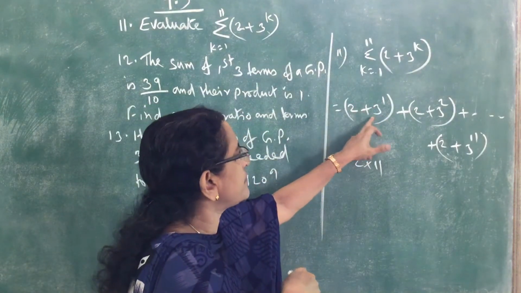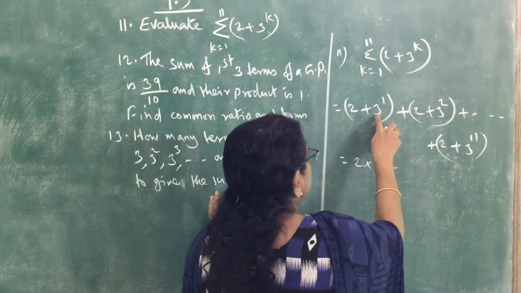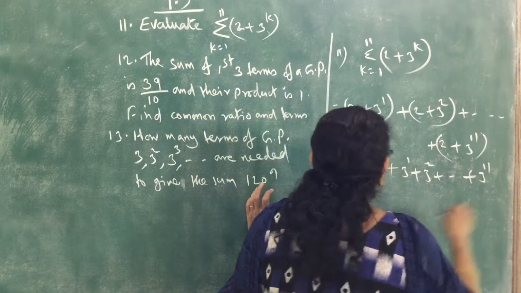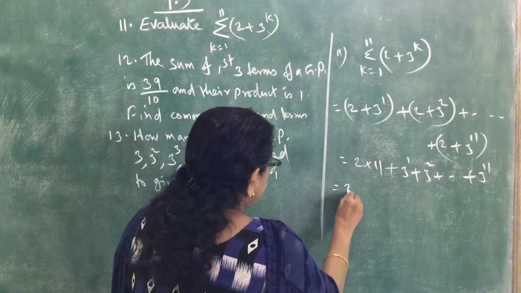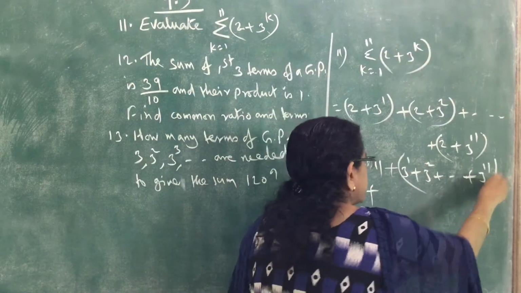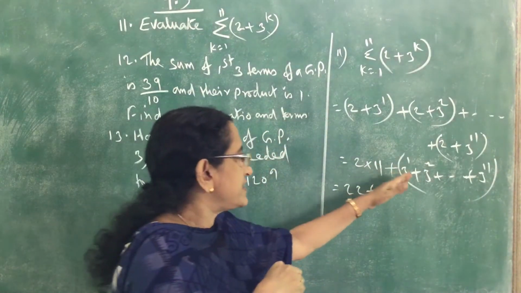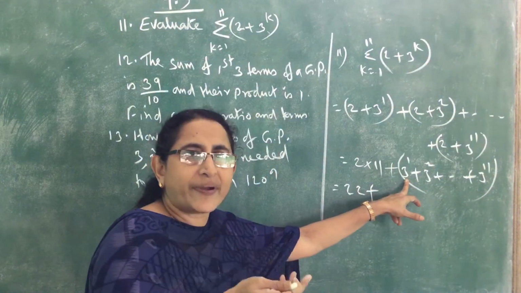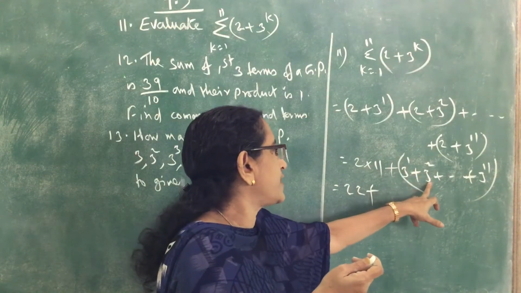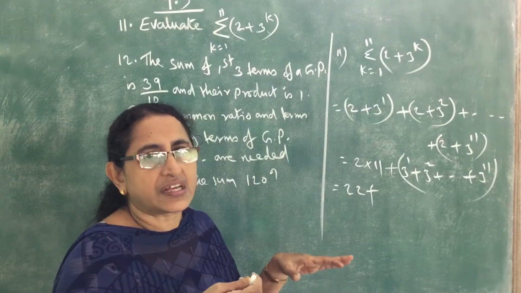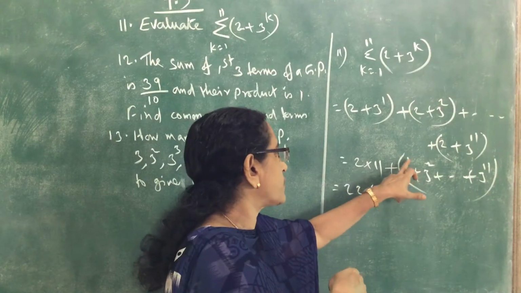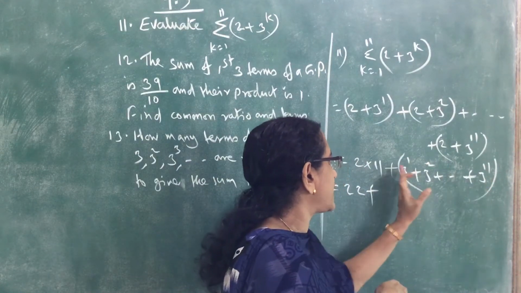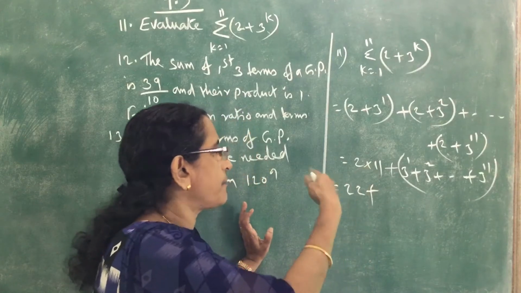Now the second part we can write as a GP: 3 raised to 1 plus 3 square plus etc. up to 3 raised to 11. So 2 into 11, 22, plus, now we can consider this 3 raised to 1, 3 raised to 2, etc. This is a geometric progression in which the first term is 3 and the common ratio is 3. 3 into 3, 3 square, like that. So first term 3, common ratio 3. How many terms? First term 3 raised to 1, second term 3 raised to 2, up to the 11th term. So there are 11 terms.